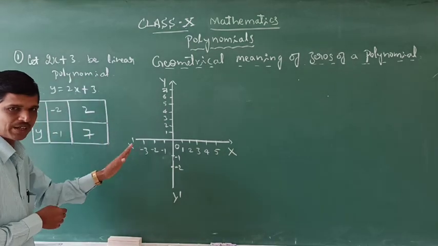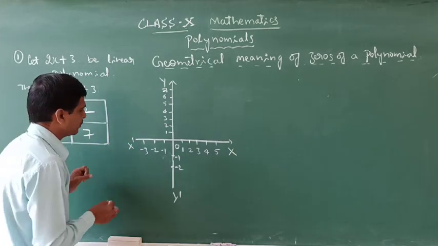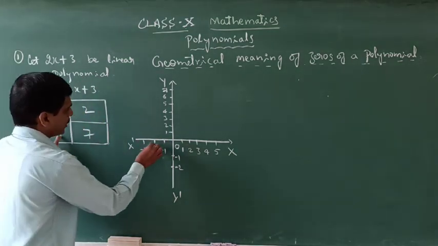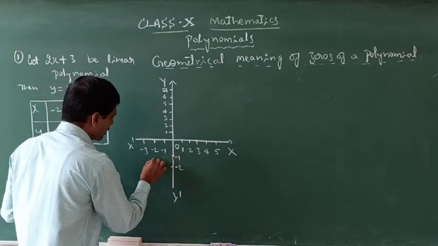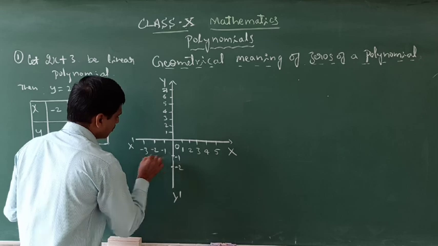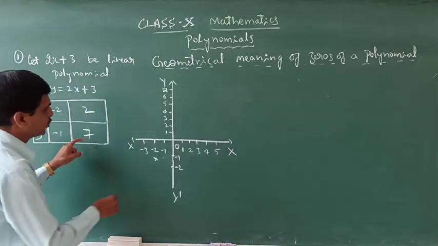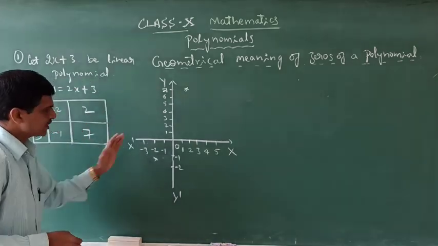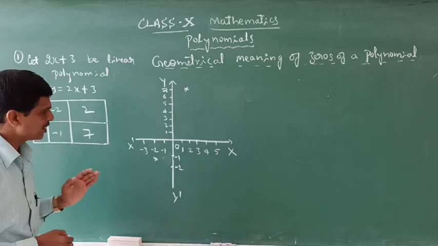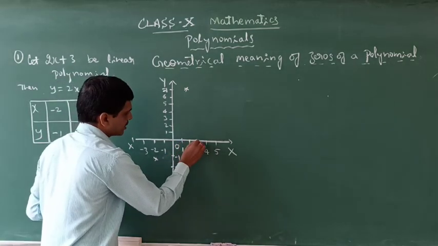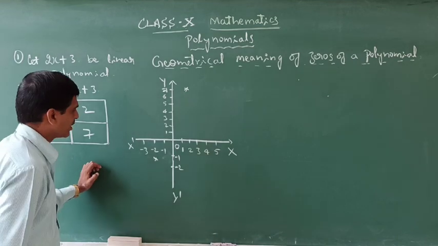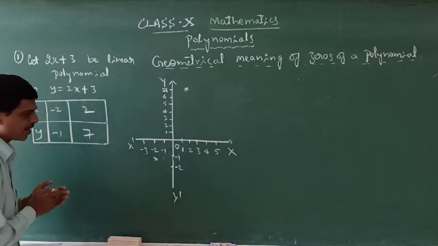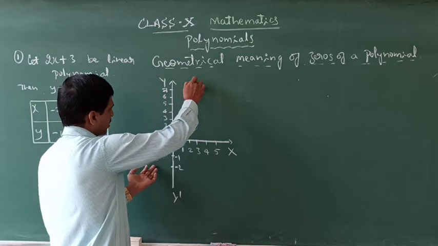Now plot the graph. Of course, you can use graph sheet paper also. Look here: minus 2 on the x-axis, and y goes to minus 1, so the point comes here. Plot the point 2 and 7. Here it is 2, here it is 7. There are 10 small divisions along with the larger lines, both horizontal and vertical. Of course, only 2 points are plotted on the graph.